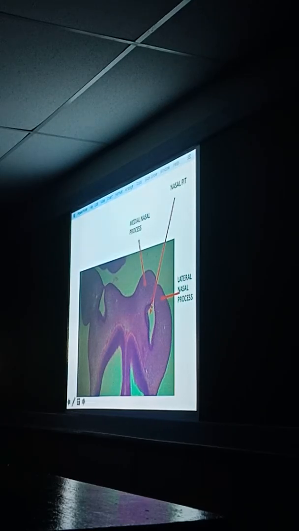Alright? Section E. What is the anlage? Sorry, germ layer of origin. Okay, what is the fate of the pointed structure? Nasal cavity proper. What is the fate of the pointed structure? Ala nasi. What are the fates of the following structure? Nasal septum, philtrum, and maxilla with four incisors.